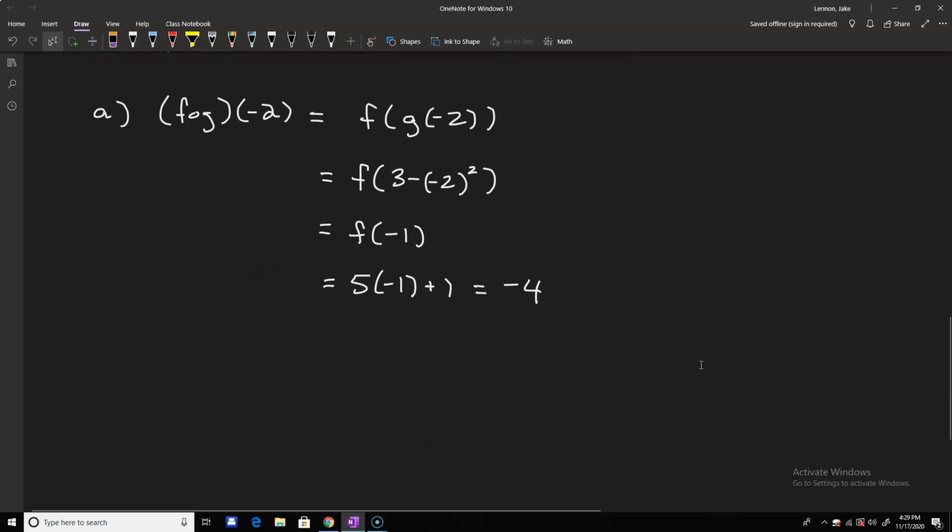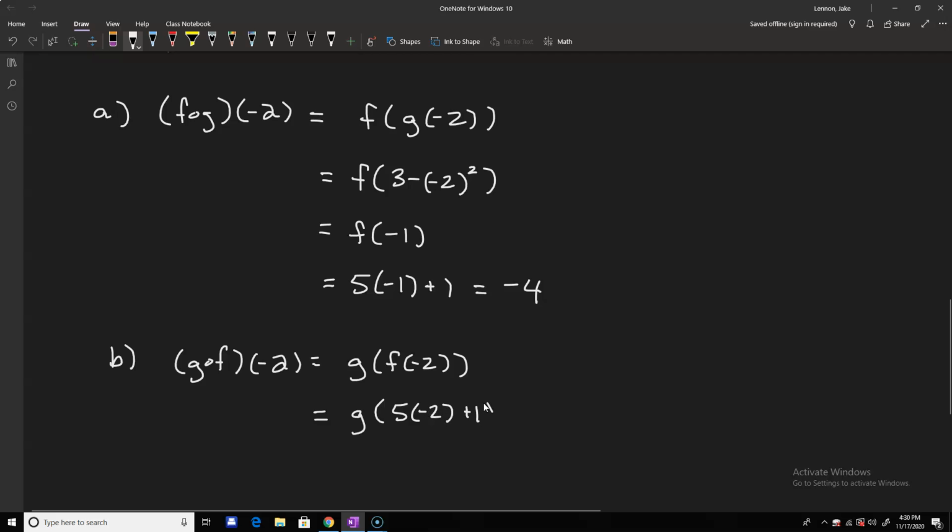And for B, we'll just do the composition in the reverse order. So let's do g of f of negative 2. So that means this time we plug negative 2 in for f, and then plug that result in for g. So remember, what does f do? Well, it's going to be 5 times negative 2 plus 1. So now we're doing g of minus 9.